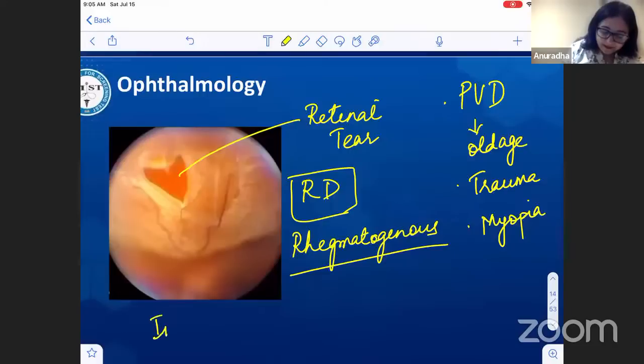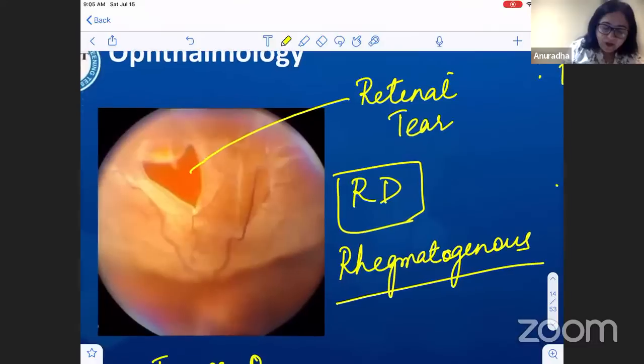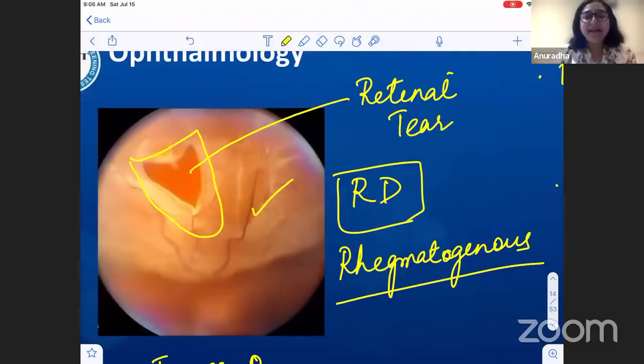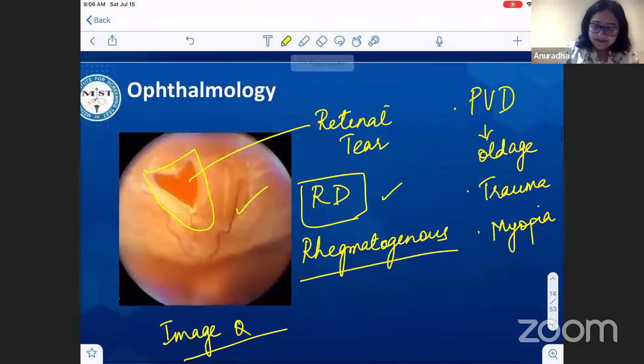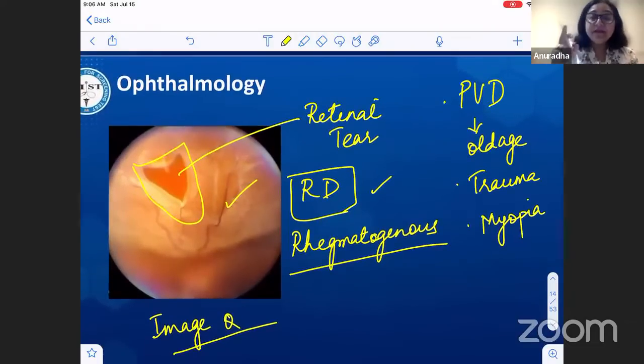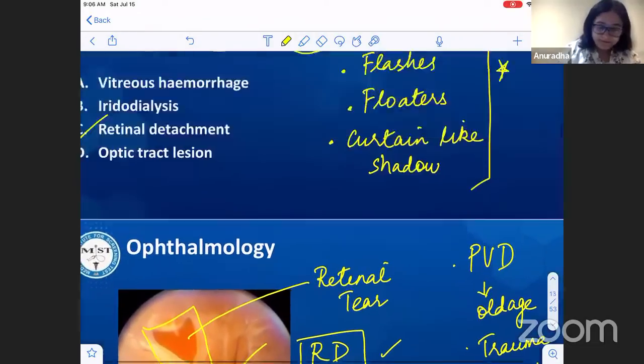Now this can come as an image question also, beta. So please see, I hope all of you are able to identify the tear. All of you are able to identify how the retina is appearing detached from its normal position, and you should be able to make a diagnosis of rhegmatogenous retinal detachment, right? And the risk factors, yes, as I told you, PVD due to old age, trauma, and myopia.